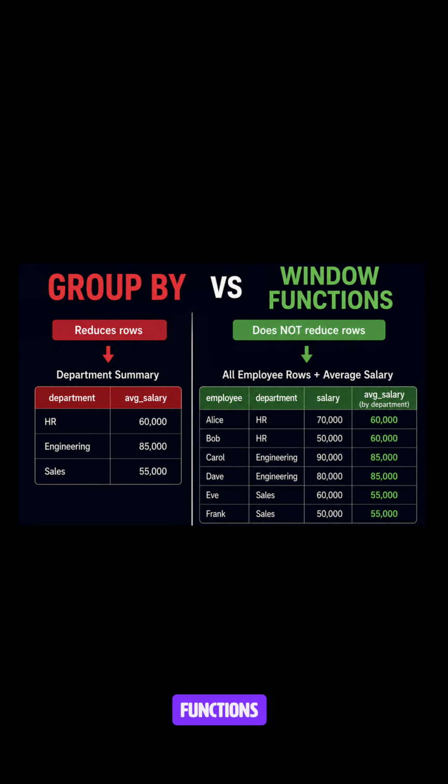GROUP BY versus window functions. This is the biggest difference. GROUP BY reduces the rows, window functions do not. Look carefully. On the left, GROUP BY gives only department summaries. But on the right, window functions calculate averages, but still keep every employee row visible. That's what makes them incredibly powerful.